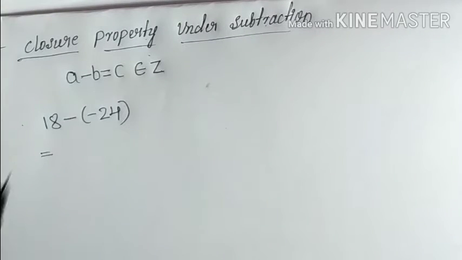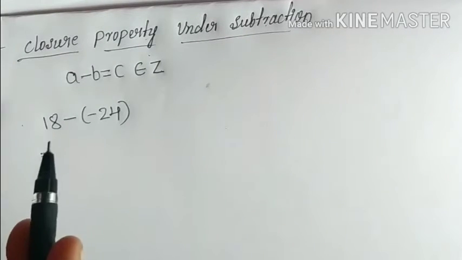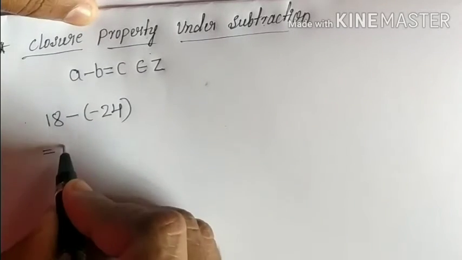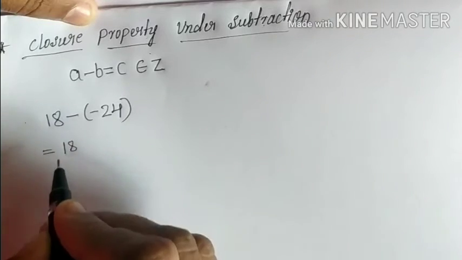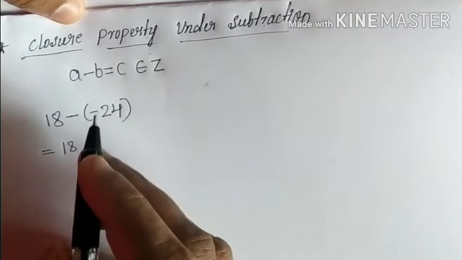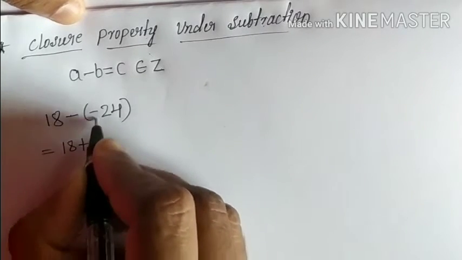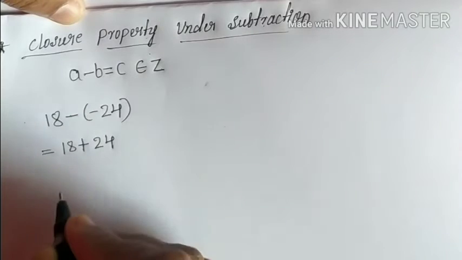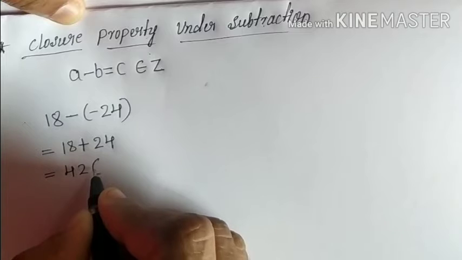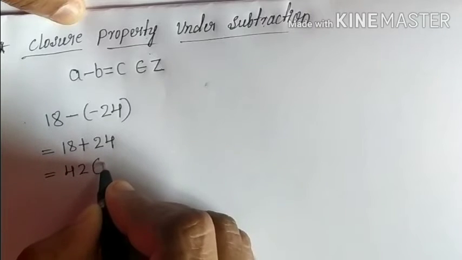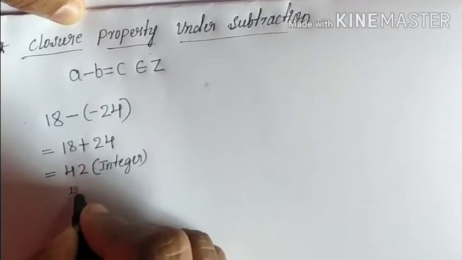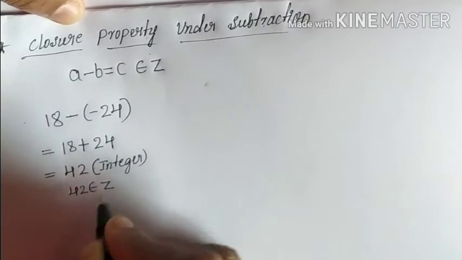We will use the sign multiplication rules and the subtraction of integers, right? So see here, 18 we write as it is. Then minus into minus is plus. Then 24. 18 plus 24 is 42. 42 is an integer, right? 42 is also an integer. Therefore 42 belongs to Z.